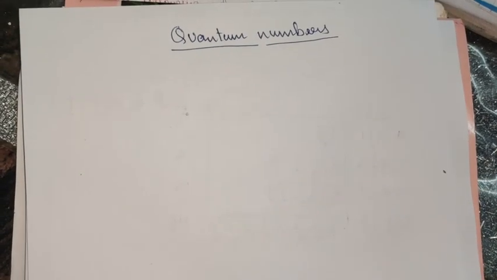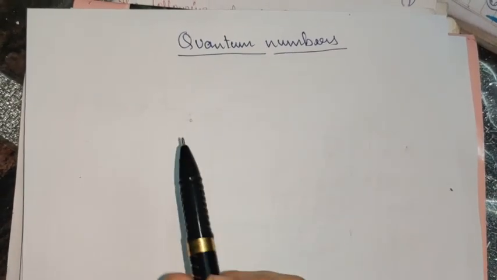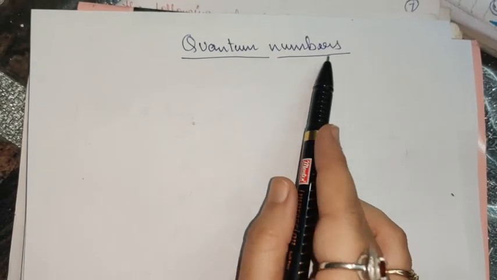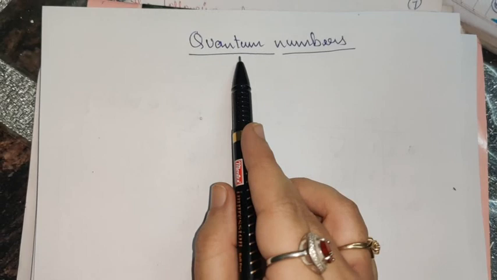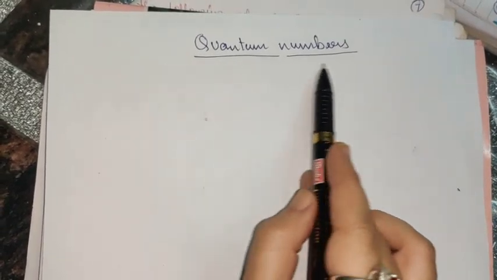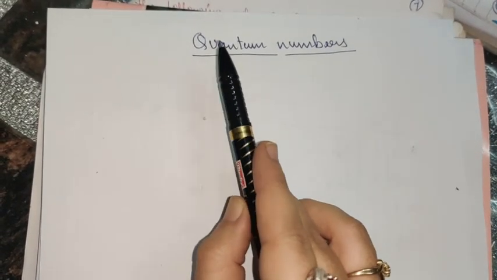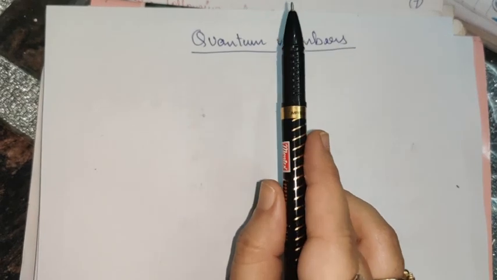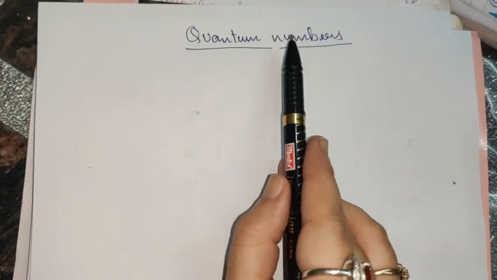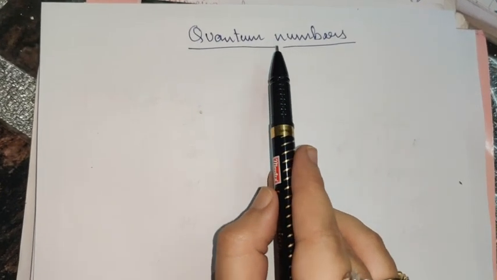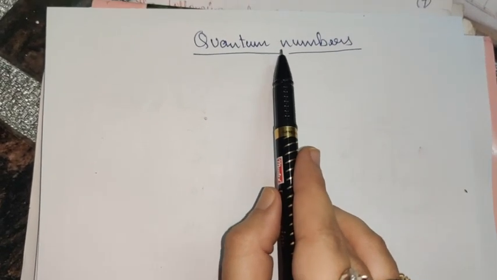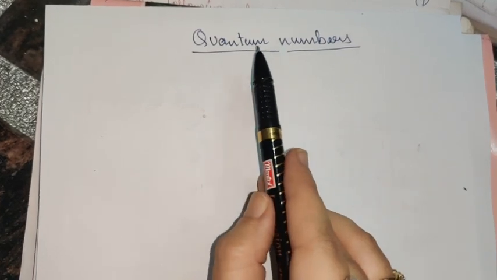Good morning, children. In the last session, I told you about the concept of quantum numbers. So let us quickly recall what we did in the last session. Quantum numbers are what, children? These are the set of four numbers which help us to find out the probable location of an electron in an atom.